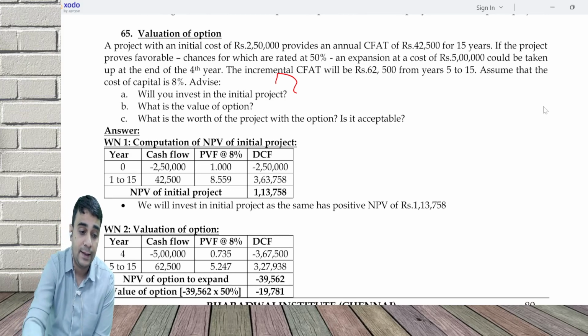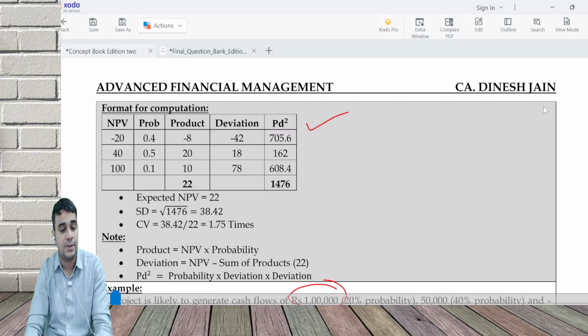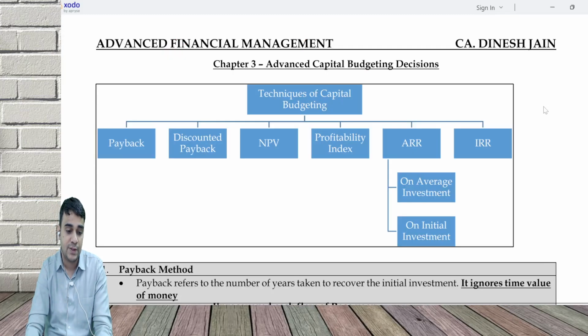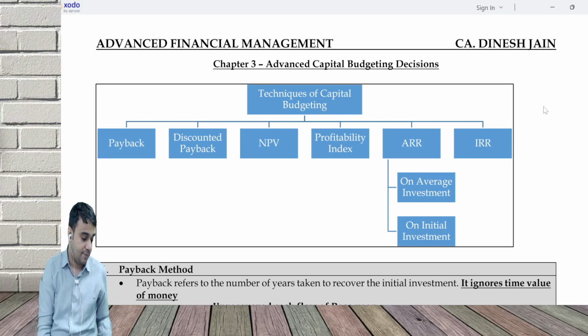I'm kind of done with the entire capital budgeting part. I will quickly summarize it. I have gone a little bit slower than my usual speed. In fact, I wanted capital budgeting to get over yesterday itself. It didn't get over. Okay, let's quickly summarize it.